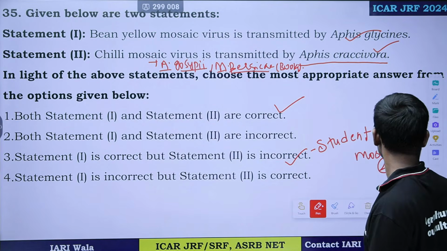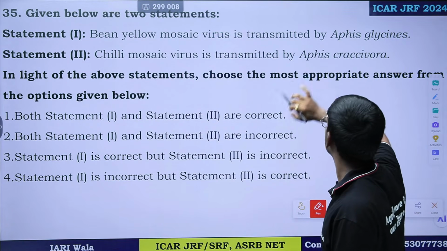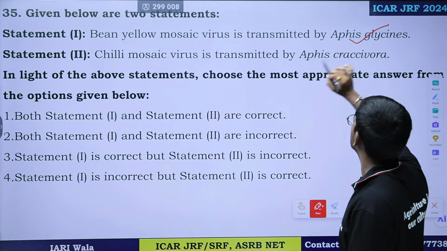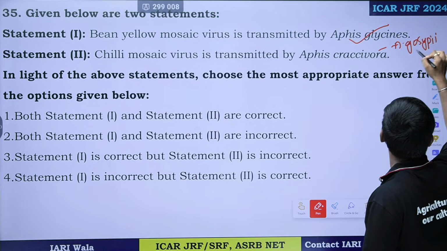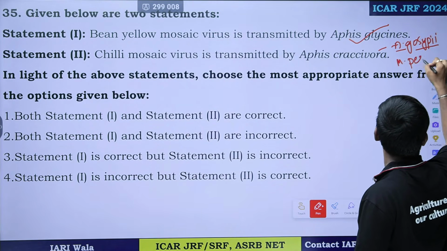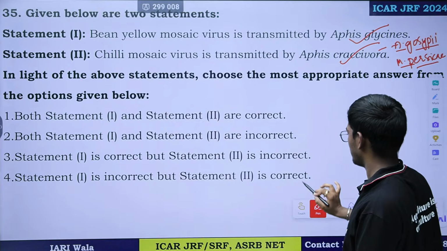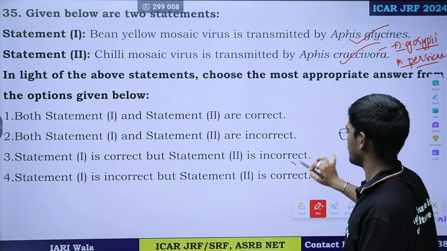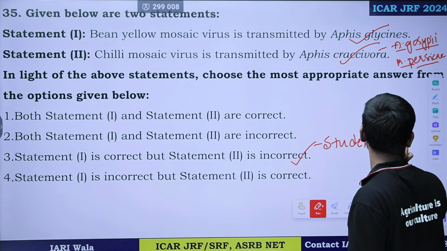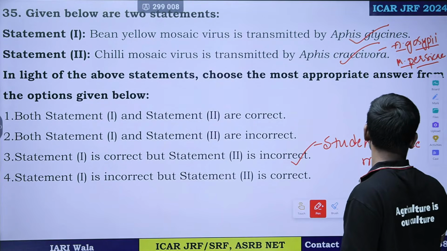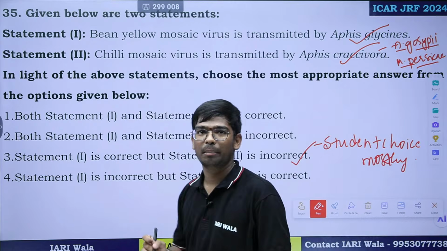See, bean yellow mosaic virus, this one is correct. Chili mosaic virus is transmitted by Aphis gossypii and Myzus persicae. But this one is also correct. It's the student's choice. So this will be a bit confusing.